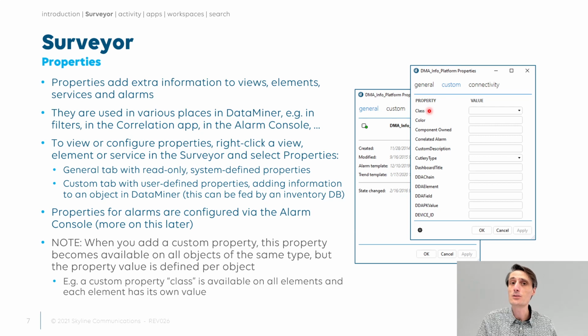But for every element or every view or every service, you can configure if it is a gold, silver, or bronze. So every element has individually its own value for this property. So keep that in mind, that a property is system-wide, but the value that you define for a property is specific for every single object in the DataMiner system.